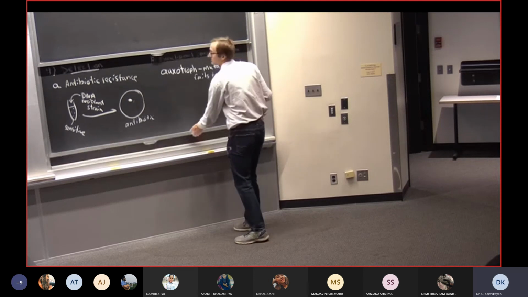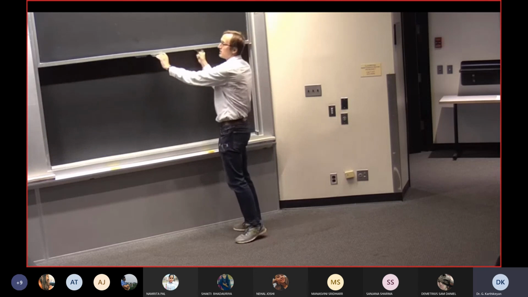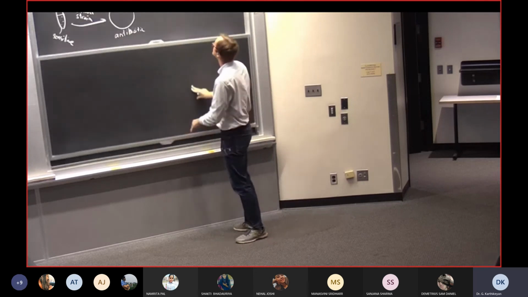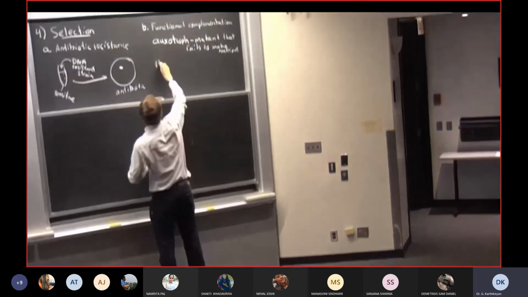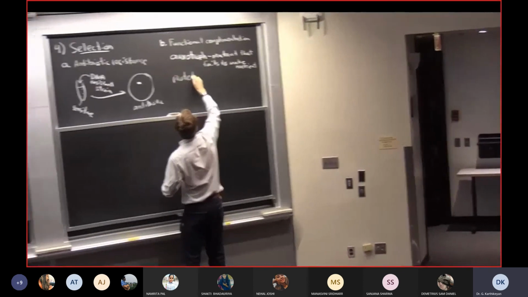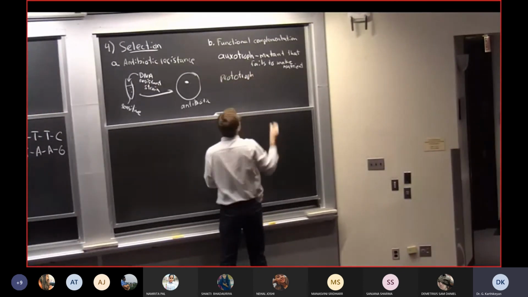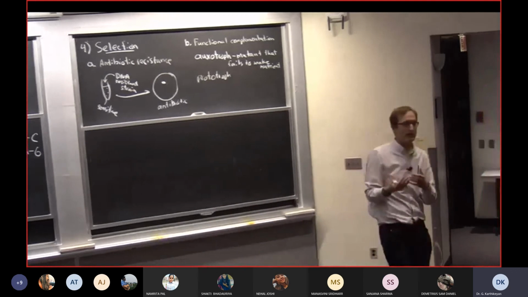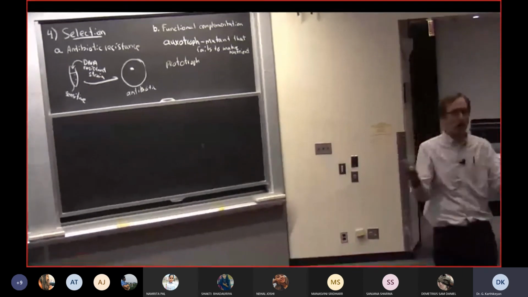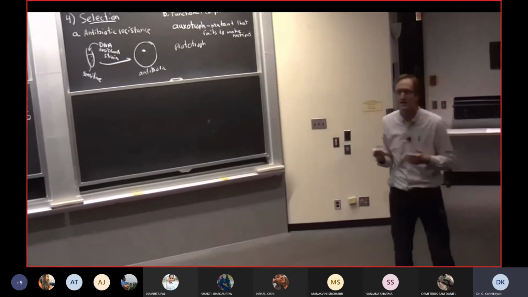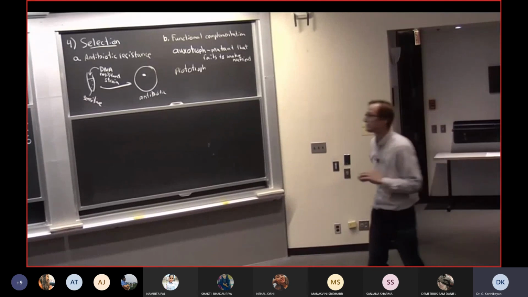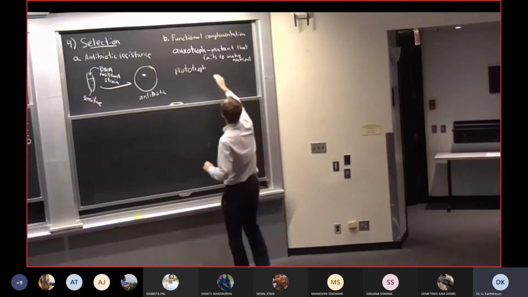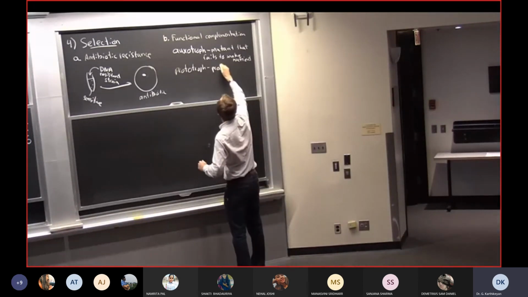And the opposite of an auxotroph is called a prototroph. A prototroph is essentially a normal functioning microorganism that's able to produce all of the essential nutrients that it needs in order to grow and survive, okay? So this produces all nutrients.